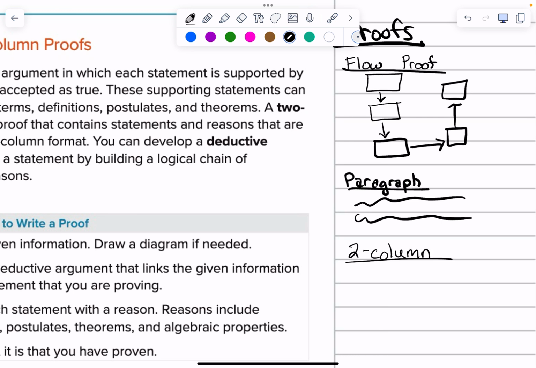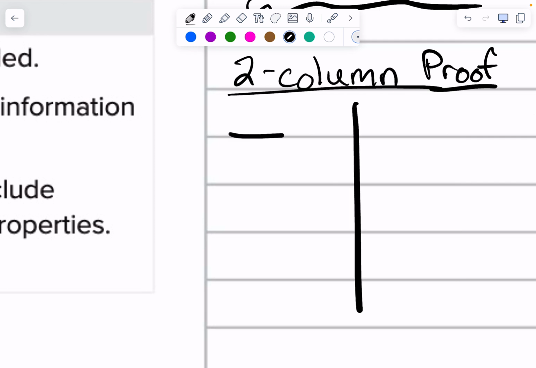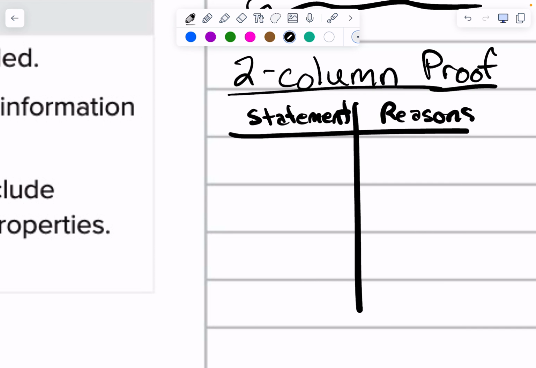2-column proof. Okay. 2-column proof. This one is my favorite. In fact, on the homework assignment, if they ever ask you to write a paragraph proof or write a flow proof, we are not going to do that. We are only going to write 2-column proofs because they're the easiest to get your thoughts onto paper. It's the most straightforward way of doing it, okay? So a 2-column proof, you have 2 columns, and on the left column is something called statements, okay? And the other one is reasons, okay?